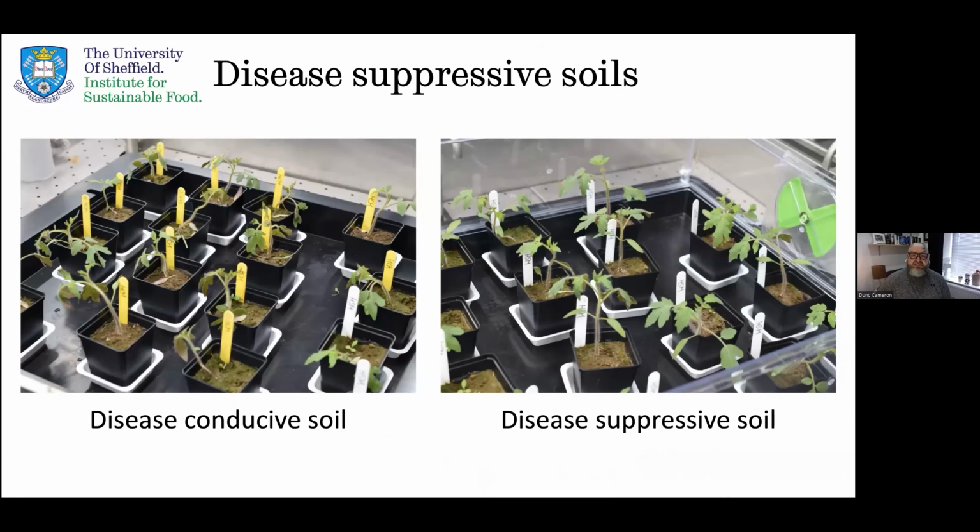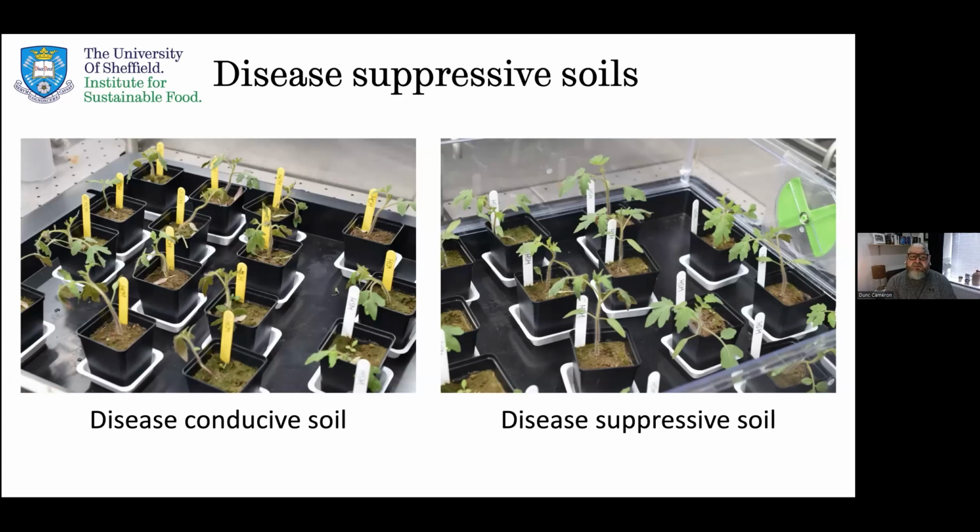And disease suppressive soils are really important. We can find them in nature, and they are incredibly powerful agents in terms of moderating pathogenic organisms, or as we call them, diseases, when they infect a crop. So these are some photos taken from research in my lab.